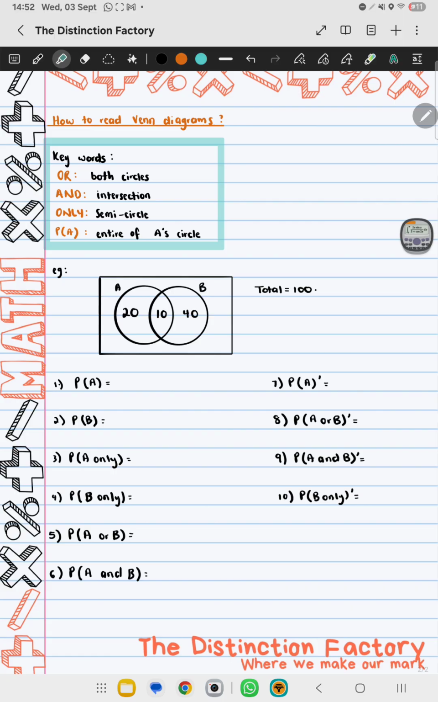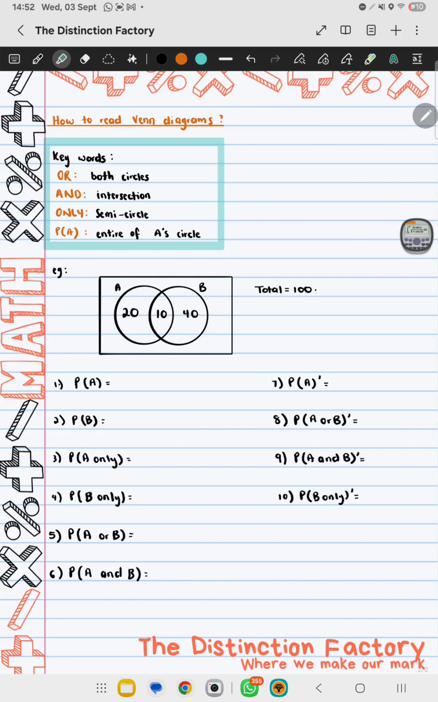All right, if they say "only", so A only or B only, that means you are looking at the semicircle of each of those. So if they say A only, you are looking at the semicircle part here. If they say B only, you are looking at the semicircle part here. When they don't mention any of those three words, and they just have the probability of A or the probability of B, that means you are looking at the entire circle that belongs to that option. So if they say the probability of A, you are looking at the entire circle, so the 20 and the 10 together.